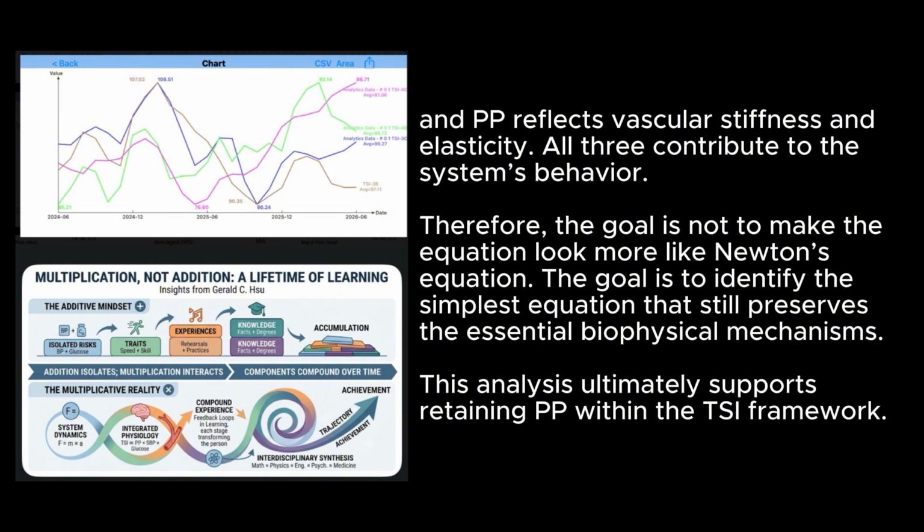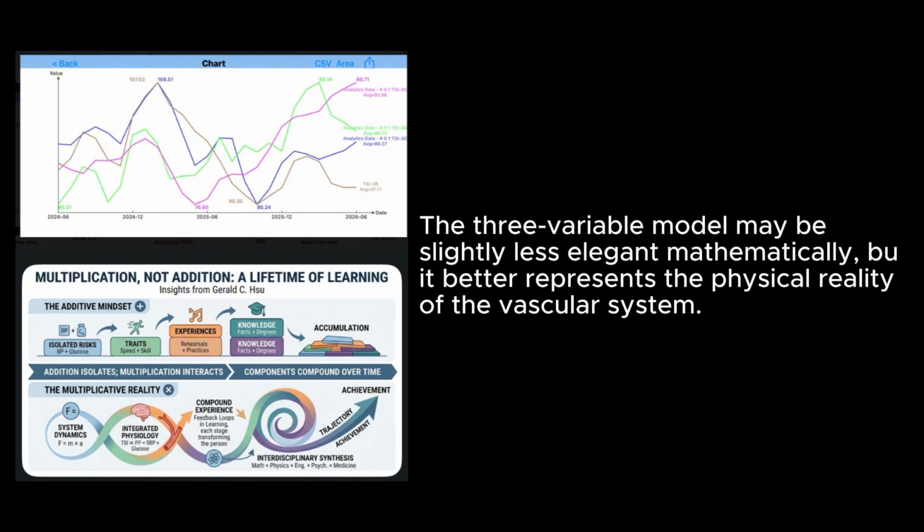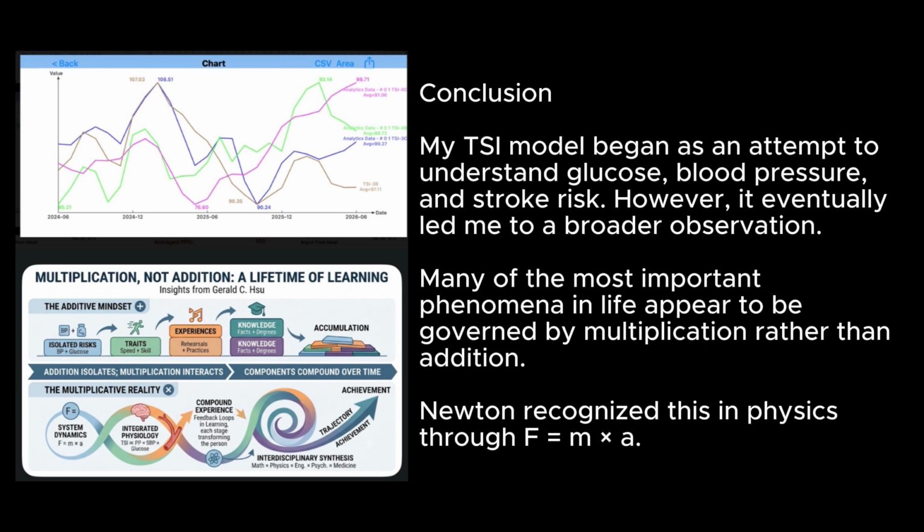This analysis ultimately supports retaining PP within the TSI framework. The three-variable model may be slightly less elegant mathematically, but it better represents the physical reality of the vascular system. Conclusion: the TSI model began as an attempt to understand glucose, blood pressure, and stroke risk.